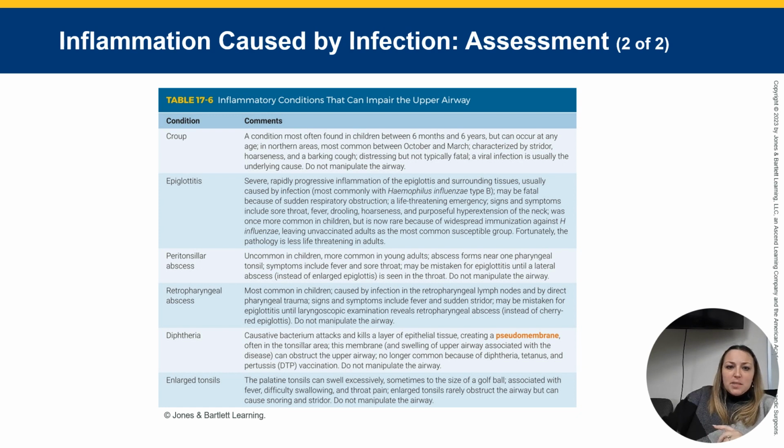On that same note, you can see some of these upper airway inflammatory conditions, the infections. We've got croup, we've got epiglottitis, we've got peritonsillar abscess, we've got the retropharyngeal abscess. So all those are going to be infections in the back of the throat, upper airway, as well as diphtheria and just enlarged tonsils in general. So keep in mind all the different types of infection that can cause upper airway obstructions.